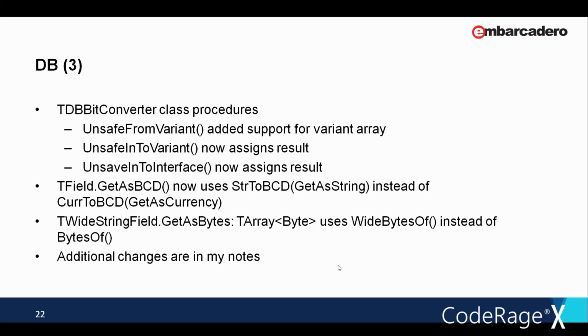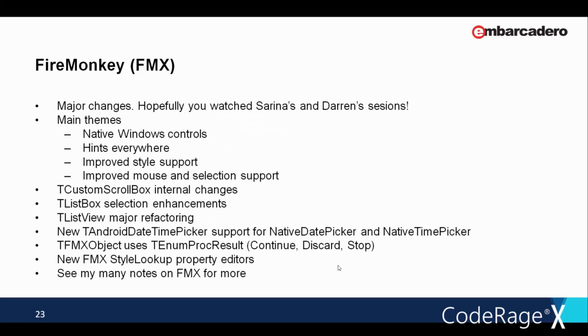tfield get as BCD changes the way that it actually determines the BCD value, calling stir to BCD, get as string instead of cur to BCD, get as currency. That's another one of those floating point things you might want to make sure is still behaving correctly for you. This probably should just make it work better for you. Wide string field get as bytes uses wide bytes of instead of bytes of in its calculation. And again, that's enough on the DB stuff. There's additional changes in my notes.